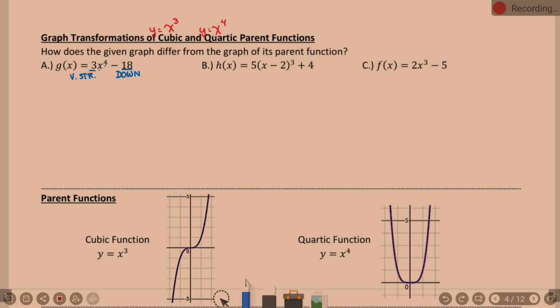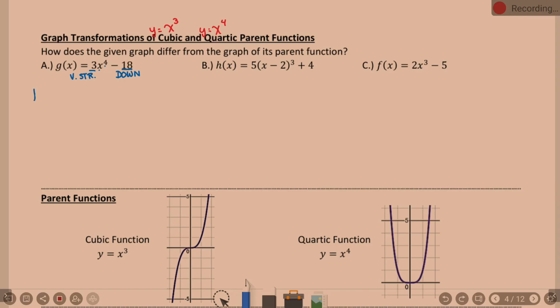So mine reads something along the lines of the function y equals x to the fourth has a vertical stretch by a factor of 4 and is translated down 18. So something including that x to the fourth.